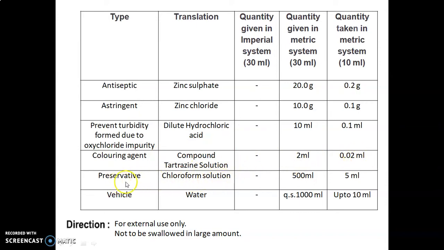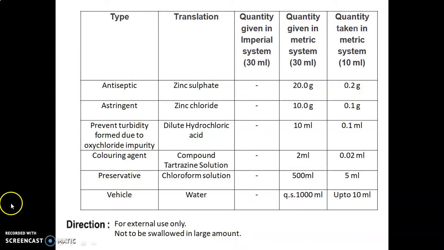Chloroform water is used as a preservative, quantity given 500 ml; again multiply it with the factor, we will get the quantity taken, 5 ml. Then water is used as a vehicle, the given quantity is quantity sufficient up to 1000 ml. So we have to prepare 10 ml, so we will make up the volume by adding water up to 10 ml. Direction: for external use only and not to be swallowed in large amount.